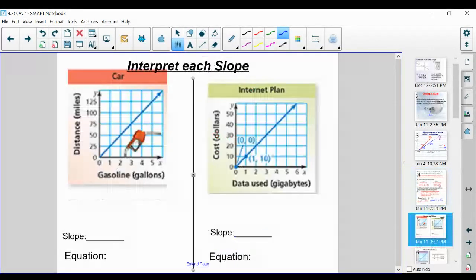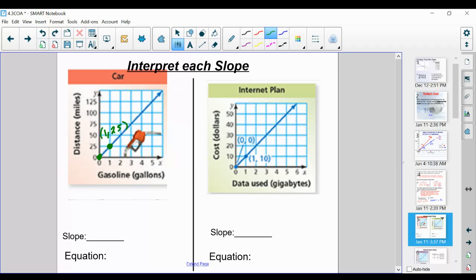Awesome. Let's do 2 more examples. So let's try to interpret each slope here. On the left-hand side, titled car, the x-axis represents the gasoline in gallons. The y-axis represents the distance traveled in miles. So what we're going to do is we have to find the slope. Well, we know first off, we have to go through 0, 0, and we try to find another point. Well, I see we have a point right here. Well, the x-axis is 1, the y-axis is 25, so the coordinate point is 1, 25.